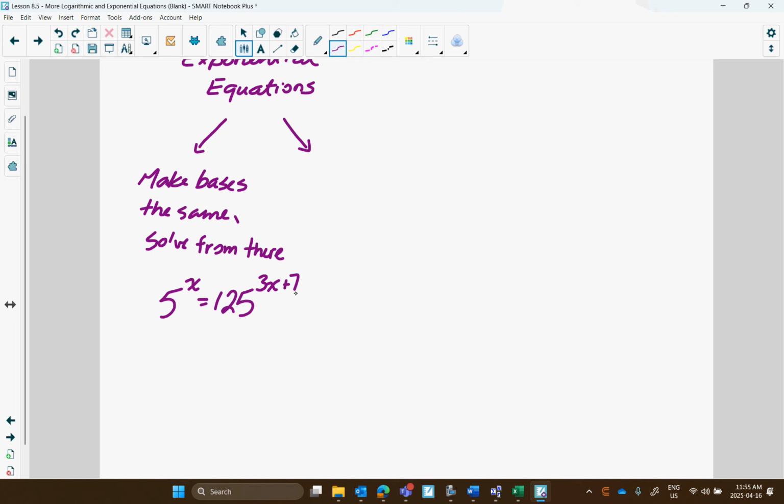The other one, we can't make the bases the same. Log both sides. Solve from that. So I'll just write a very similar one, except this time I'll write a right-hand side that you can't make the bases the same.